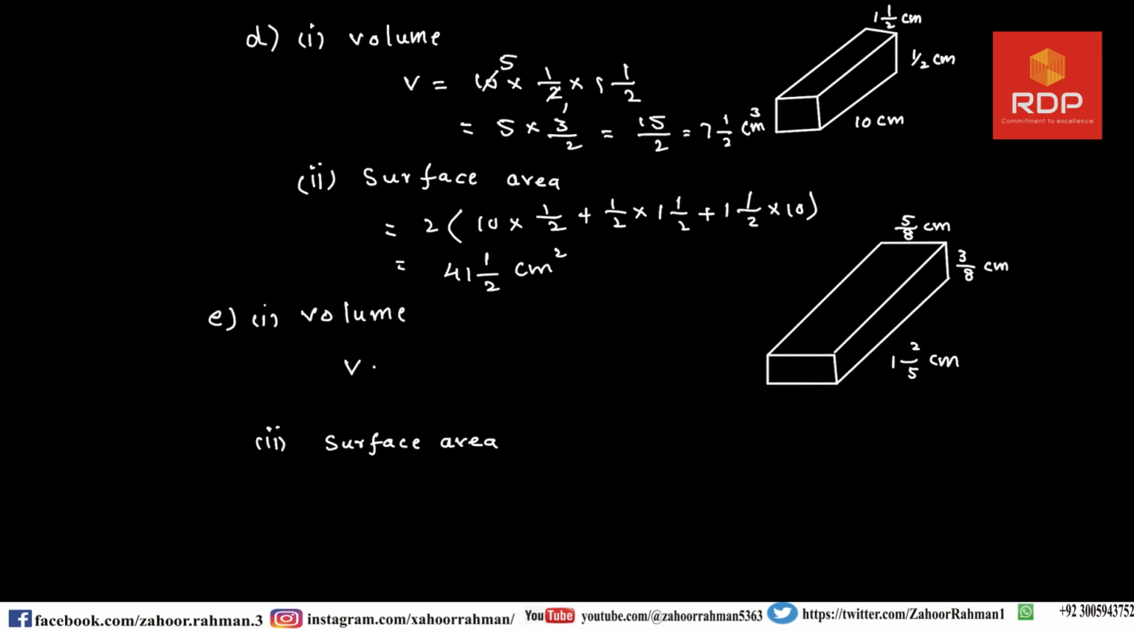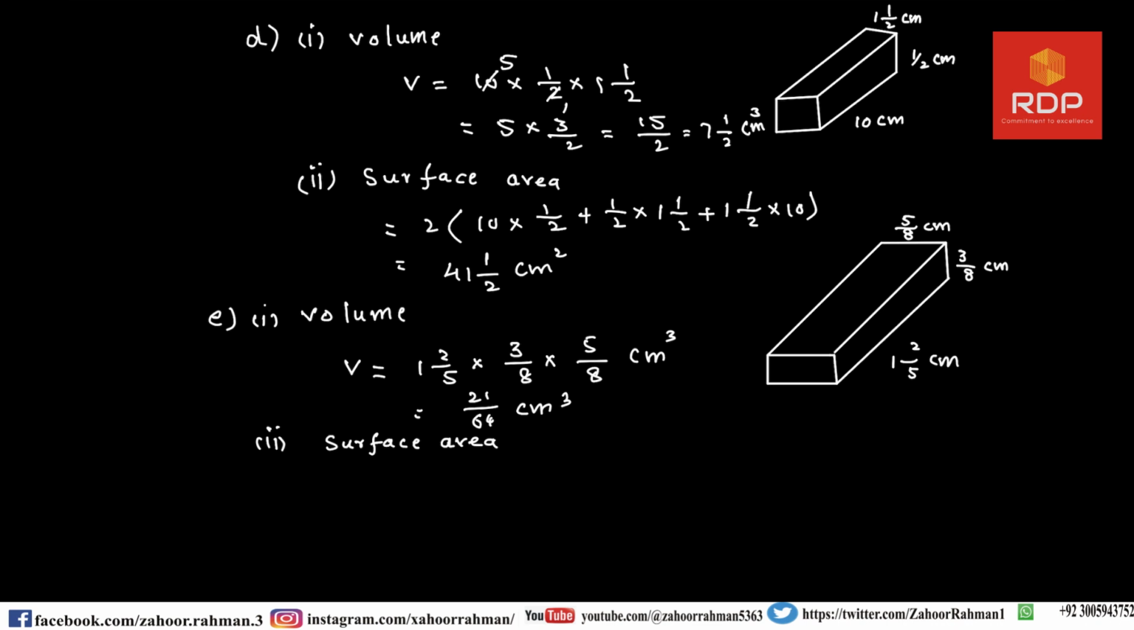In part number E, V is equal to 1 whole 2 over 5 multiplied by 3 over 8 multiplied by 5 over 8, and that will be in centimeter cube. When we calculate it on the calculator, we will get 21 divided by 64, and that will be centimeter cube.